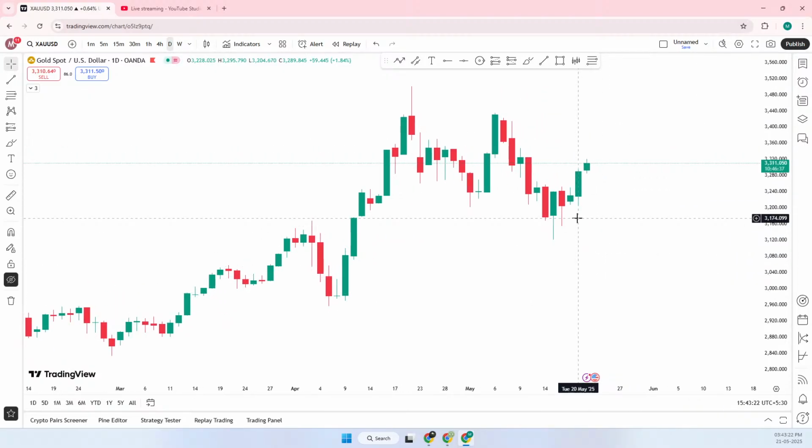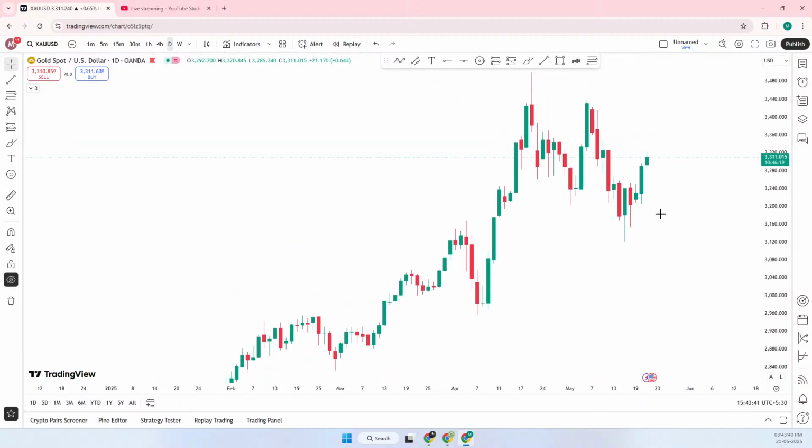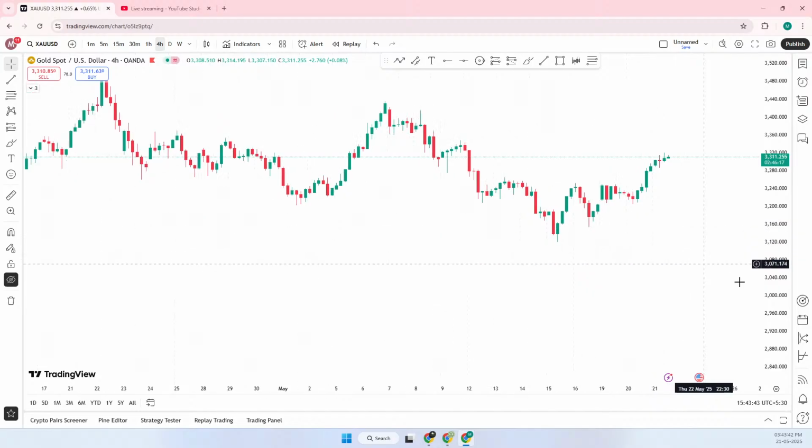Yes, the previous day candle is heavy bullish, today is also going bullish, so that's why we are bullish until at least this level, 3325 or 3350. So there are two levels where we see a sell-off coming in the market. So these are the two targets for us for today's trade, right? So on the daily time frame we are bullish. Let's switch back to the 4-hour time frame.